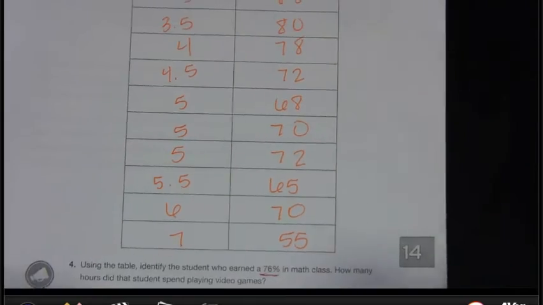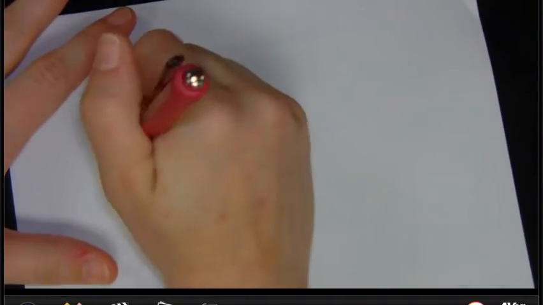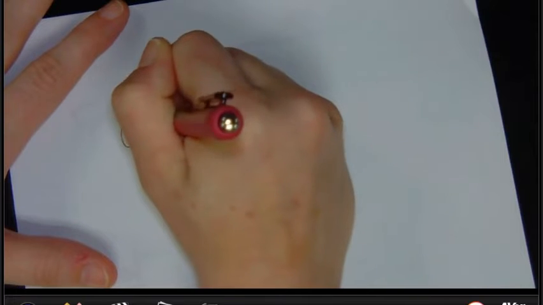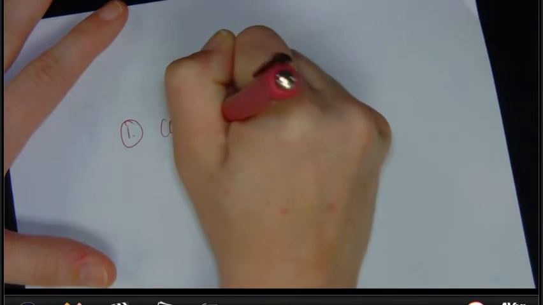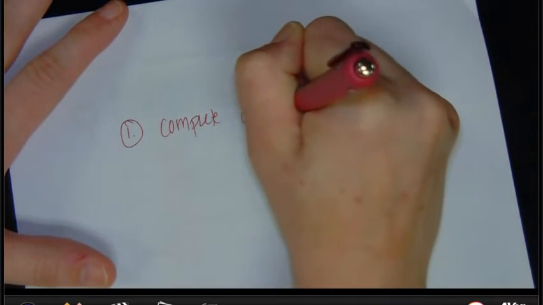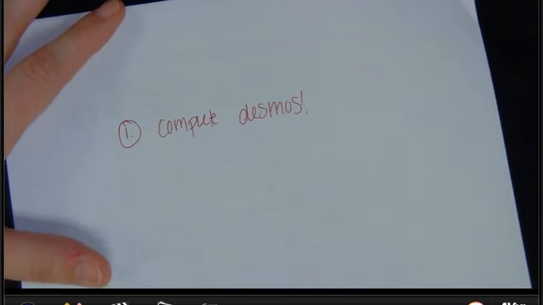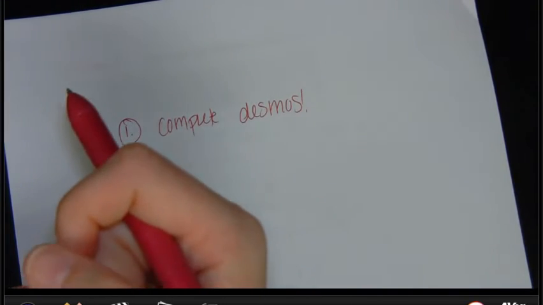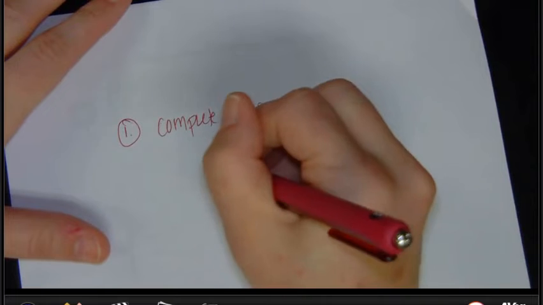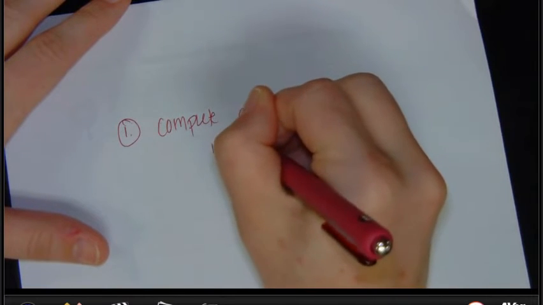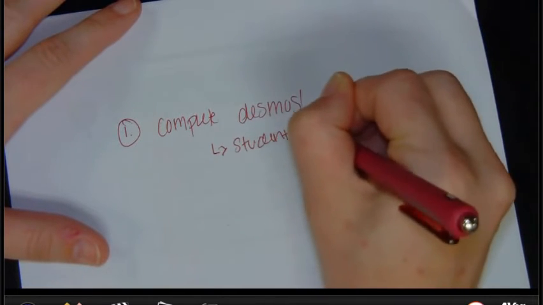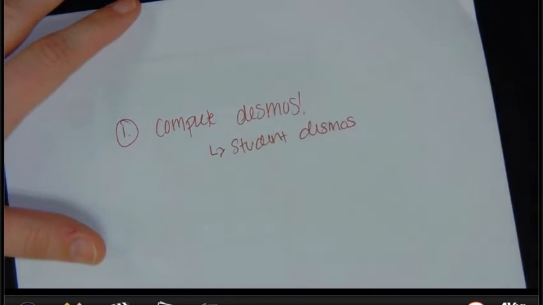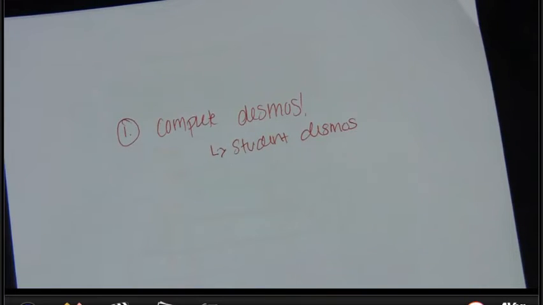All right. Here's what I need you guys to do. Here are the steps. First step, complete Desmos. Okay, you need to go onto Google, go back into the Google Slides, go over to the Desmos. You're going to go to Student Desmos. And you guys are going to complete the 22 slides on Desmos.